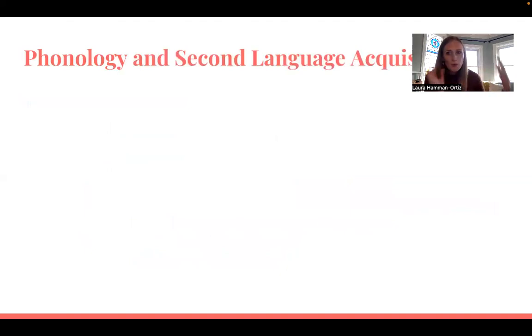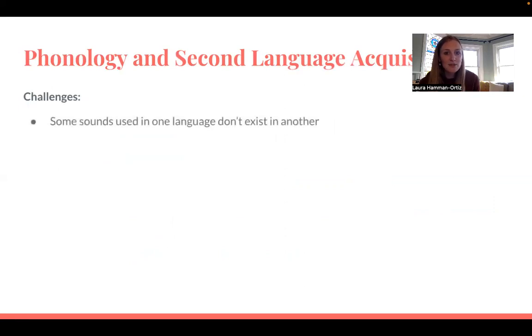So that's just a quick overview of what phonology is. Important for our purposes, though, is to understand how phonology is connected to second language acquisition. So here are a few things to keep in mind that are challenges for students who are learning English as a new language, or any students who are learning a second or third language, engaging with phonology.